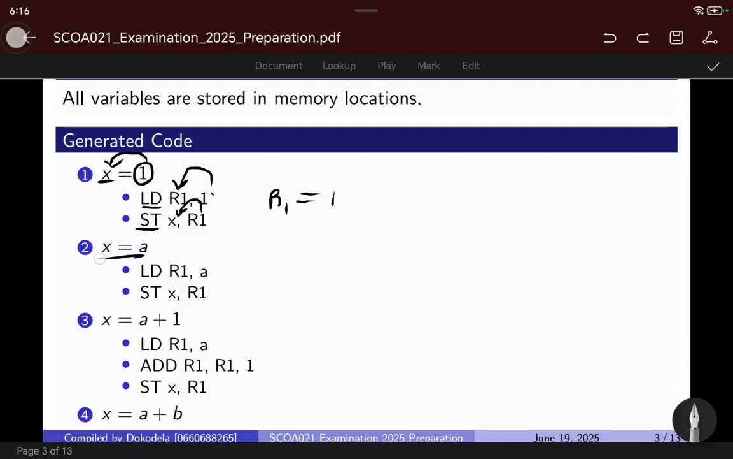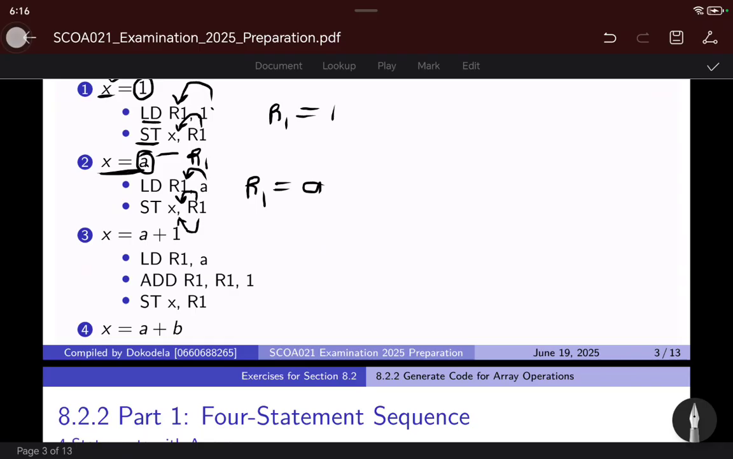So now we check the second one. We do the same thing. We load A into a register. First, we must load this thing into a register. We load A into a register, meaning that R1 is equal to A. Then we store R1 into X. We always read it like this: this into this, this into this, add this into this. So like that. Now we have this.